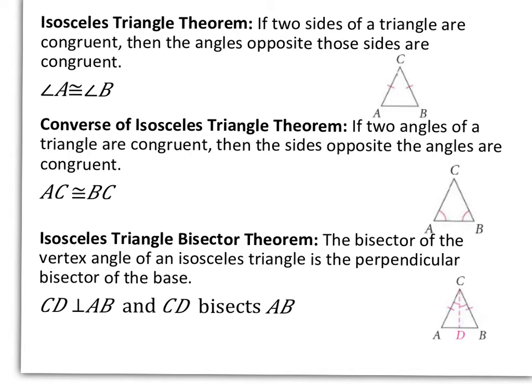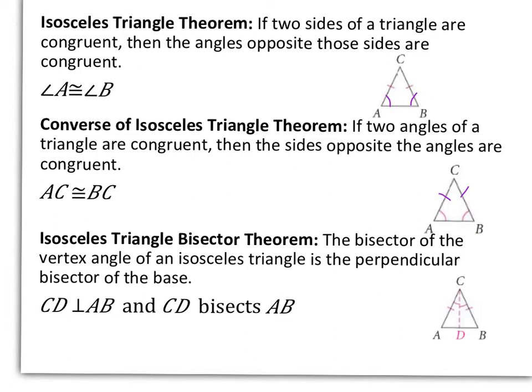The isosceles triangle theorem says if two sides of a triangle are congruent, then the angles opposite those sides are congruent. So we can say if AC is congruent to BC, then angle A is congruent to angle B. The converse of the isosceles triangle theorem says if two angles of a triangle are congruent, then the sides opposite the angles are congruent. So if angle A is congruent to angle B, then side AC is congruent to side BC.